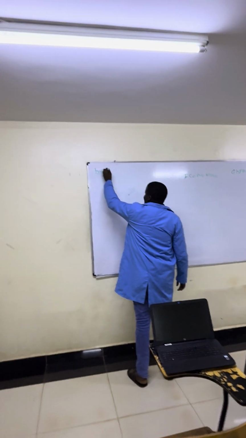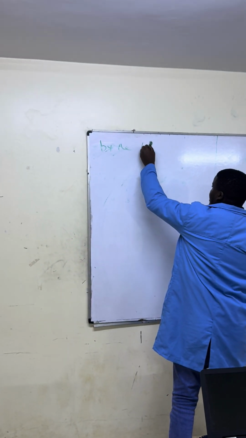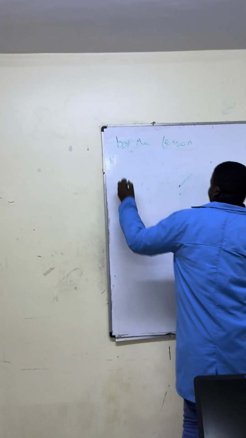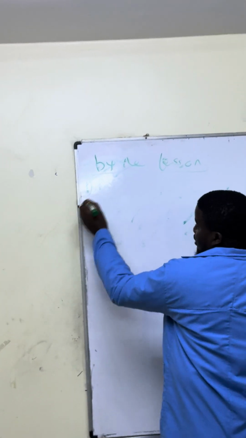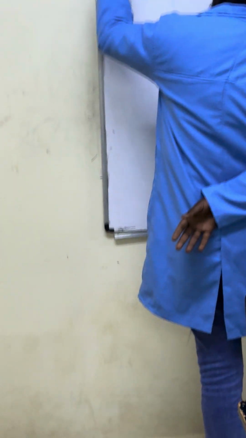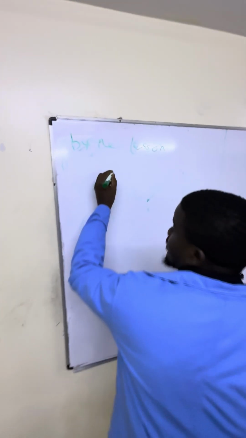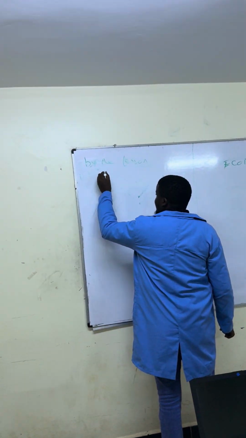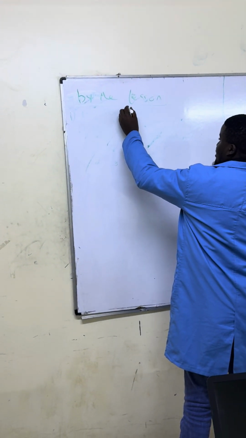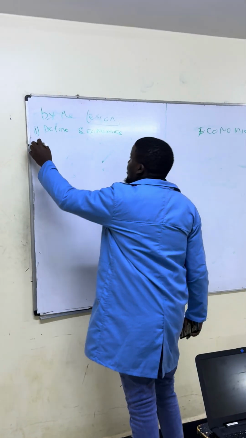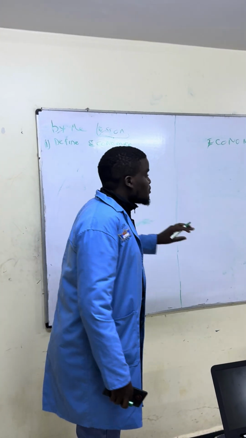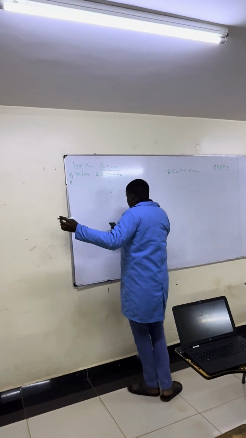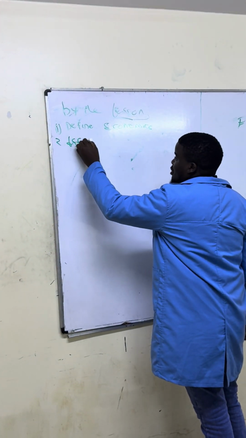By the end of the lesson, one, you should be able to define economics. These are two with my pens today. By the end of this lesson, each and every one of you should be able to define economics. What is economics? Two, the difference between needs and wants in economics.